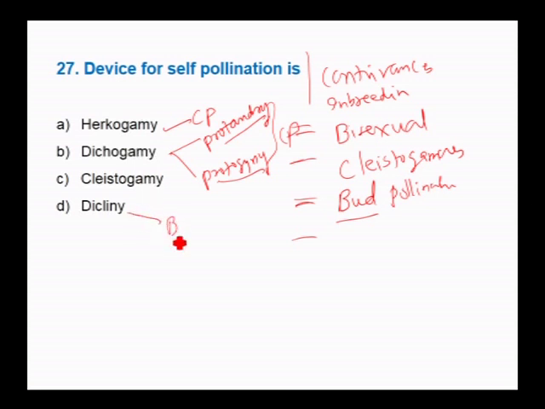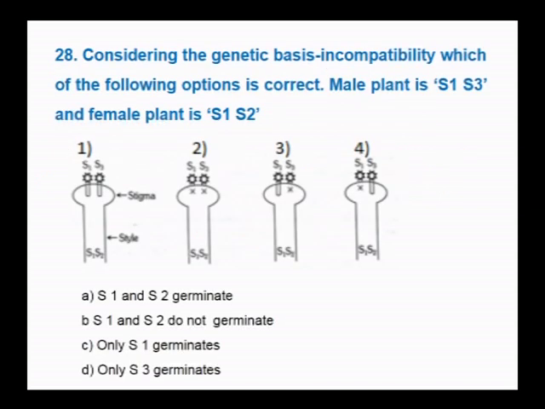Dicliny is the bisexual condition. In the bisexual condition, there are both possibilities. Autogamy is also possible, allogamy is also possible. Only autogamy or self pollination is possible only in the condition of cleistogamy. Therefore, the answer is C, cleistogamy.